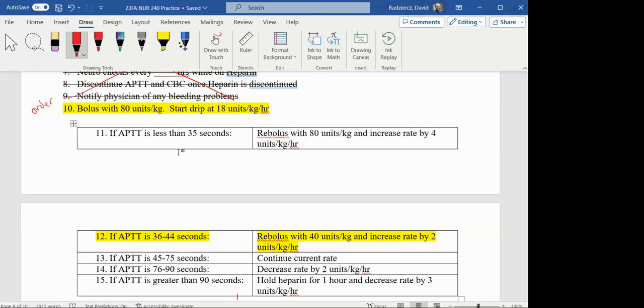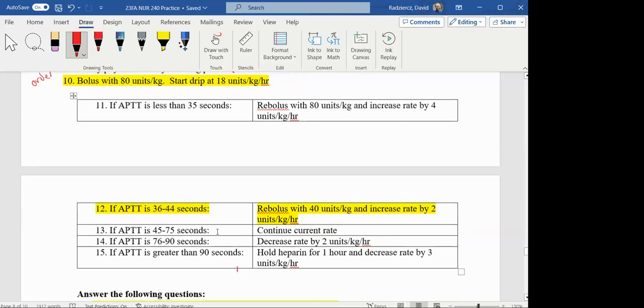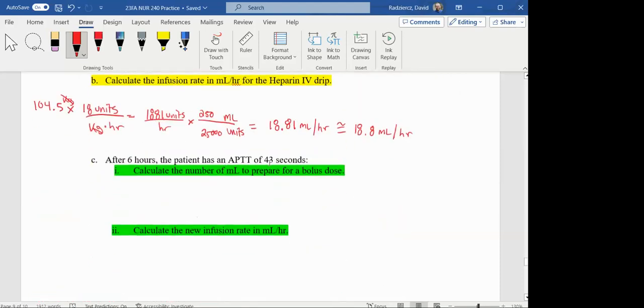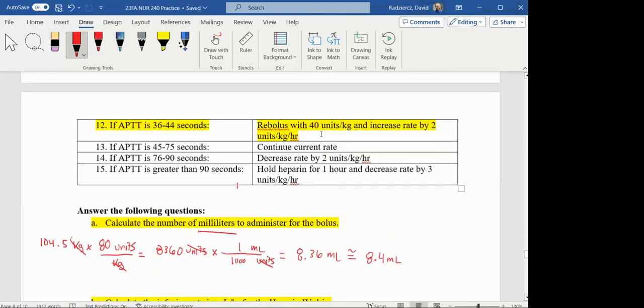I gave you the example of 43 seconds. If it were 50 seconds, we would just say to continue the current rate. So we would not bolus. So if the question was, how much would you bolus if the APTT was 55 seconds? The bolus dose would be 0. You would not bolus. You would just continue the 18 units per kilogram per hour, and you might need to calculate that fresh if that's the first time you're seeing it, or obviously just use the same answer that we got, the 18.8 for this particular example. All right. But because the example here says 43 seconds, then we're going to follow the directions here.